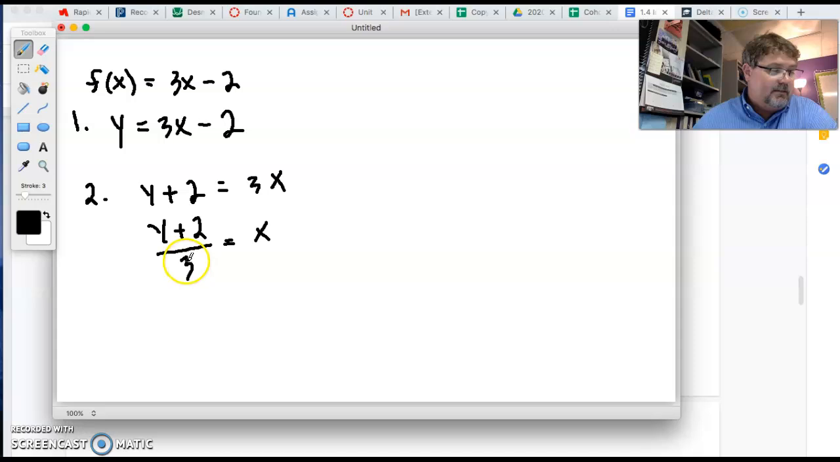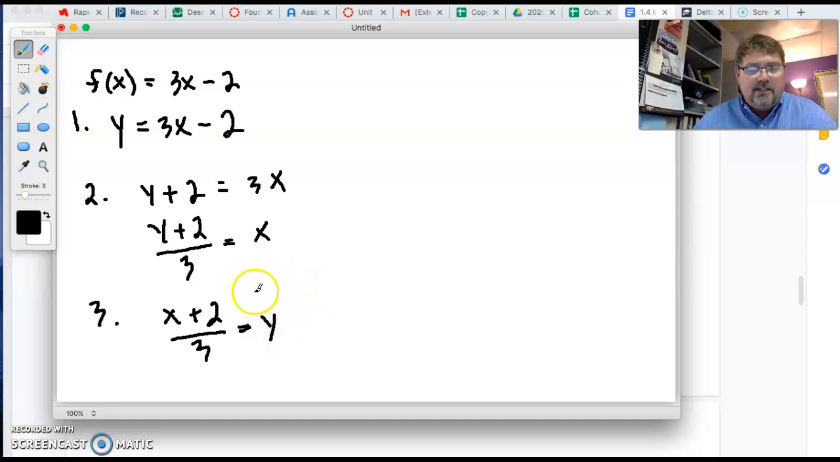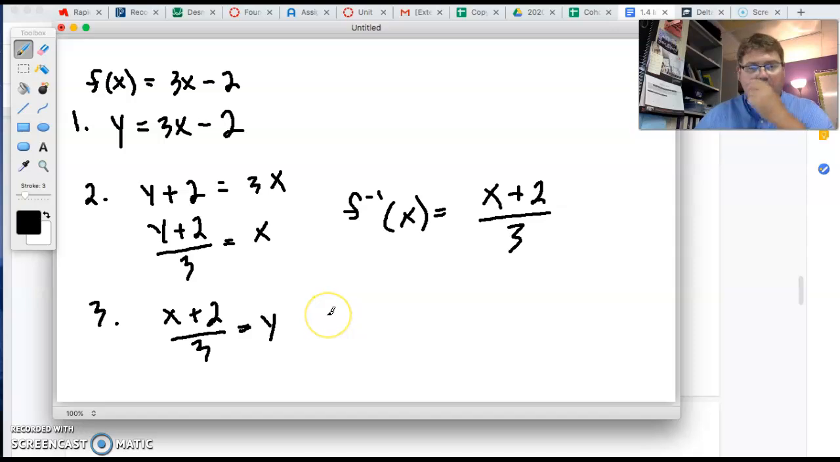Step 3 says interchange x and y. I'm going to switch the order of this equation. Well, no, I won't do that yet. That might look confusing. So I'm going to put it like this. I'm interchanging x and y. This is your inverse function. We would put this as f inverse of x is x plus 2 over 3. All right, that's how the steps go to finding an inverse function.